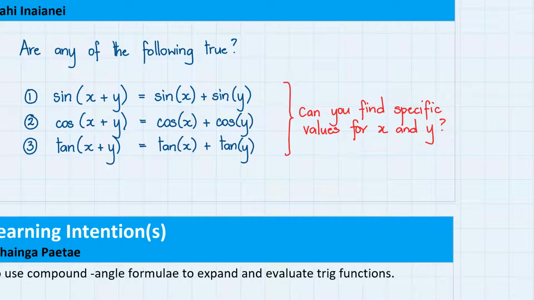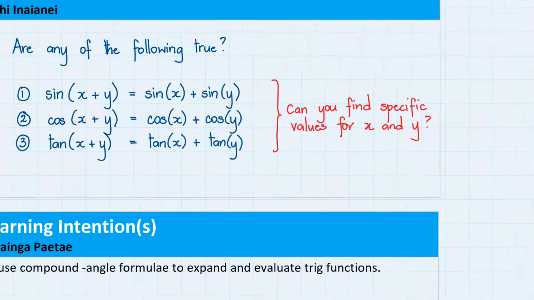Okay, for these problems, all you really want to do is just select random values for x and y, and then test them out, see whether or not the statements hold true. And if you can show that for one set of x and y values it's not true, then you're essentially saying that the equation isn't true. All right, so let's have a go.